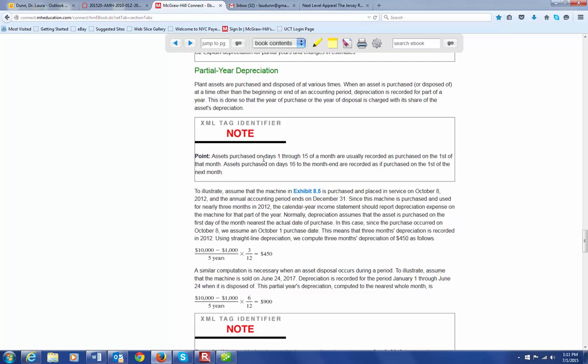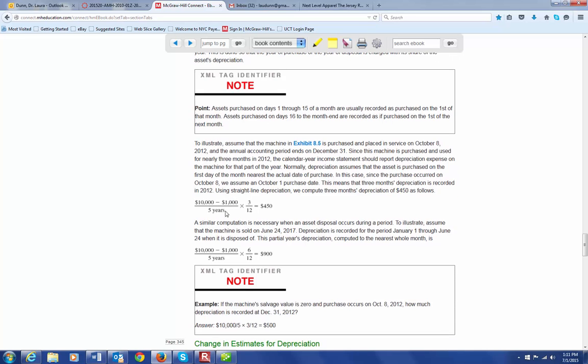Assets purchased on days 1 through 15 are usually recorded as purchased on the first of the month. So you don't try to do the exact number of days, but you try to get it down to at least 1 full month. And then if they're purchased on the 16th to the end of the month, you show it as being purchased on the first of the next month. And this gives you an example of how to calculate that first year's depreciation, in this case using straight line depreciation.